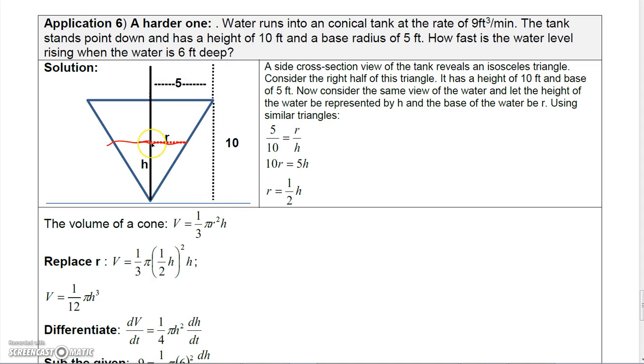Well, you can use similar triangles, and that way you can get a relationship between the radius and the height when the water reaches any particular level. So if we let r be the radius when the water level is here and h be the height when the water level is there, then we know that 5 over 10 has to equal r over h using similar triangles. Then you can cross multiply and get 10r equals 5h, and then solve for r, and you get r equals 1/2 h.